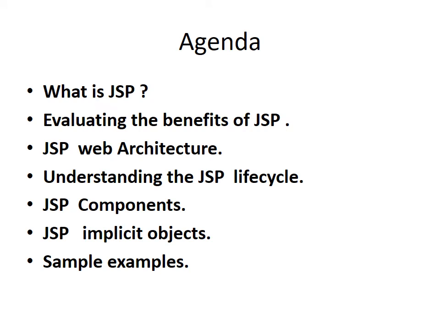So the agenda for today's classes will be covering JSP along with its benefits, its architecture, the life cycle of the JSP, how we have a life cycle for servlet. Similarly, we have a life cycle for JSP. Then what are the components of the JSP? What are the implicit objects which are available for the user? We call them an implicit object or we call them predefined variables.